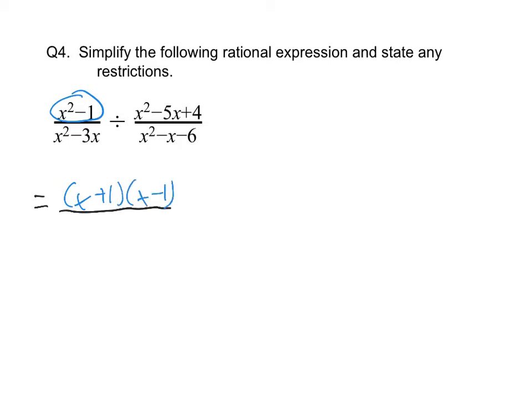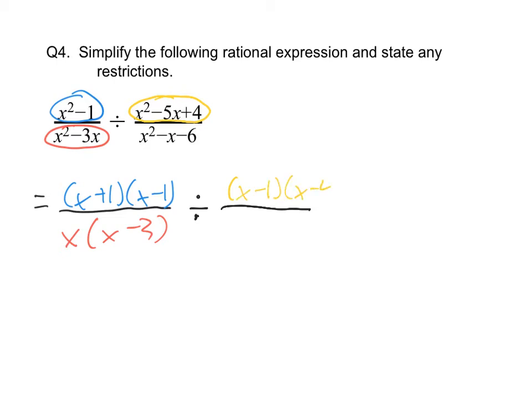In our denominator, x squared subtract 3x has a factor of x in common, and if I were to factor that out, I would be left with x minus 3. So there's our first fraction, and we factored the numerator and denominator. Now let's move on to our second fraction. Looking at the numerator, we have x squared minus 5x plus 4. This is going to factor into x minus 1 times x minus 4.